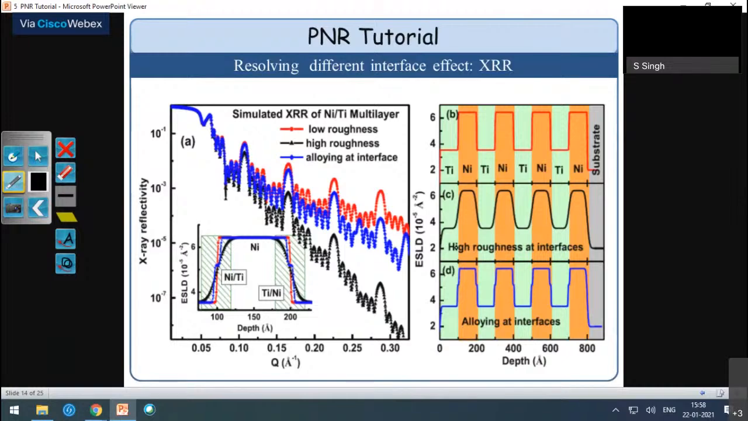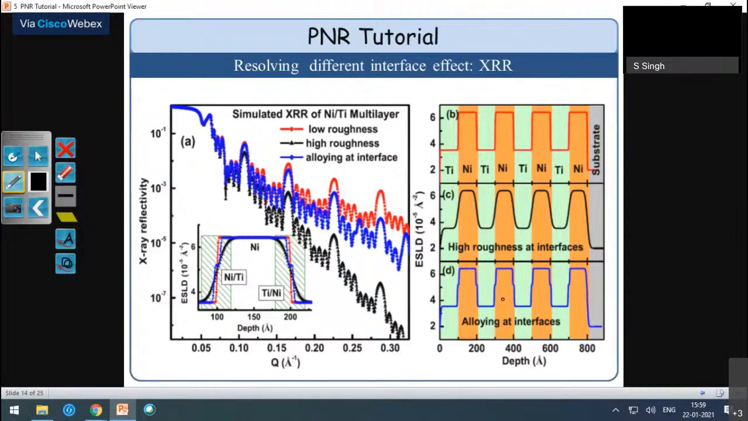But when there is alloy forming at the interfaces, which we have shown here, you can see there is a small interface layer, a fraction of a nanometer, maybe around 8 or 9 angstrom thick alloy layer, which has this scattering length density, at both interfaces. Then the reflectivity pattern, compared to the higher roughness in black, becomes like this.